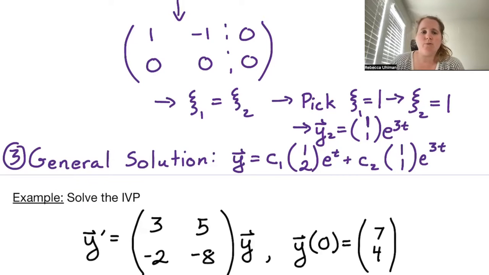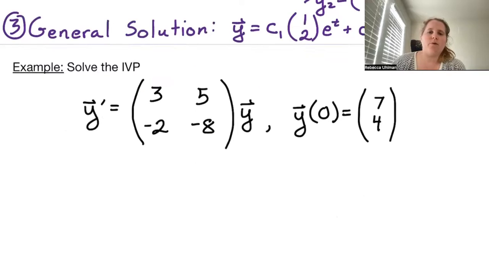Let's go ahead and do one more example. We'll go ahead and solve the IVP. y prime equals first row 3, 5, second row -2, -8 times y, with the initial condition y of 0 is equal to the vector 7, 4. So first thing we need to do is find the general solution.